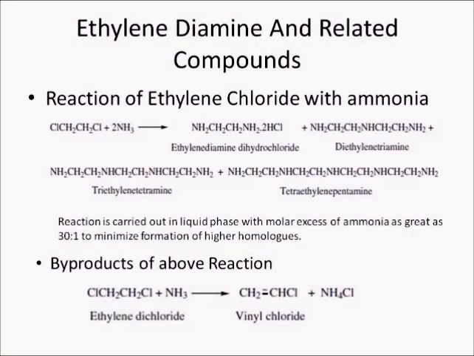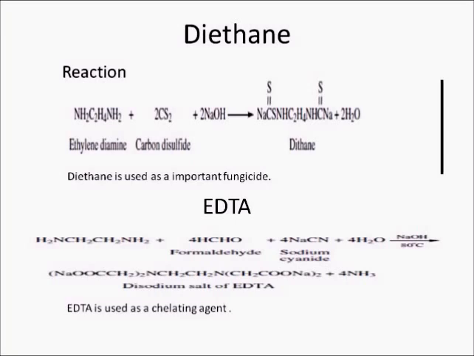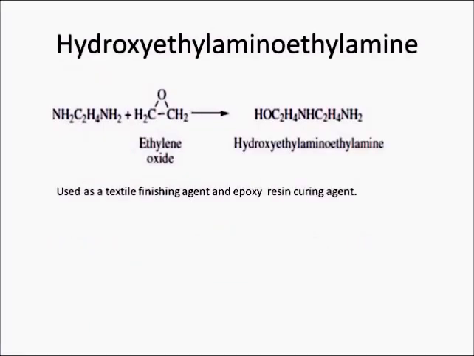Ethylene is also used to produce diamines. To prevent the formation of tetra, pentaamines, reaction is carried out in liquid phase with excess ammonia. Vinyl chloride is also obtained as a byproduct in this reaction. Diamines formed are then used for synthesizing diethanes, a fungicide, and EDTA, which is a chelating agent. Hydroxyethylaminoethylamine, which is used as a textile finishing agent and epoxy resin curing agent, is also produced from ethylene diamine.